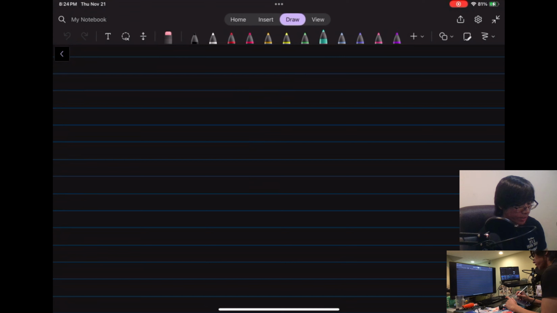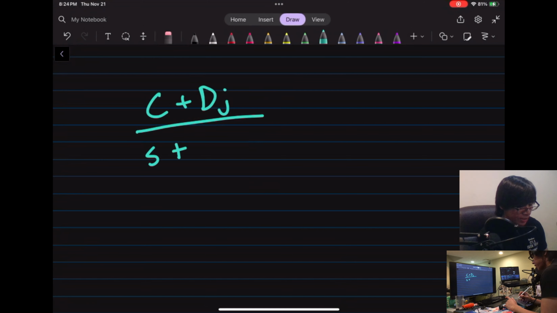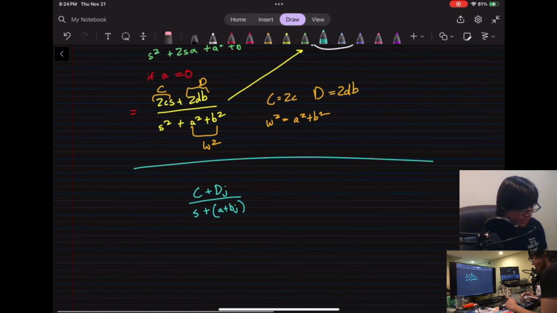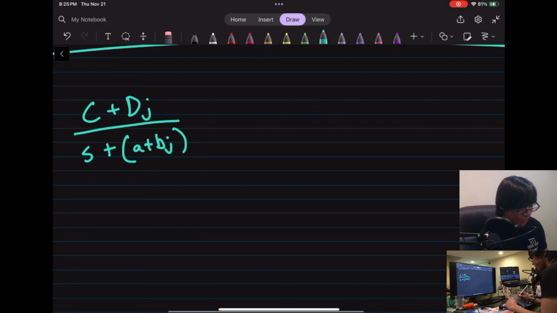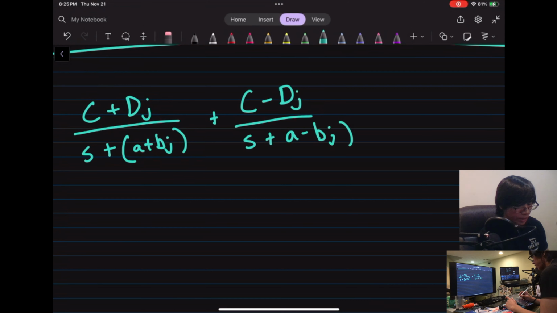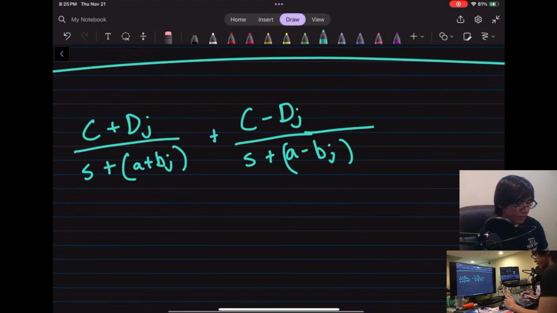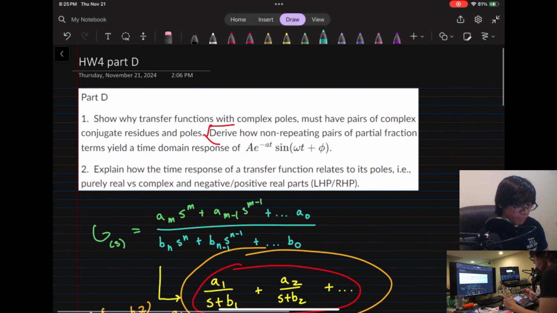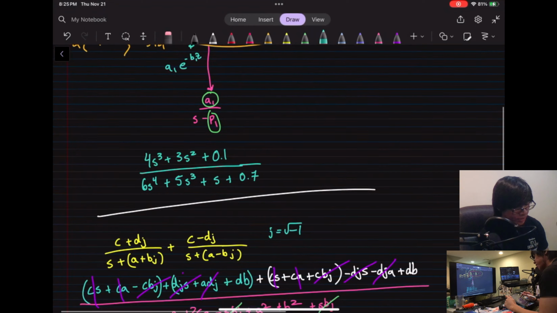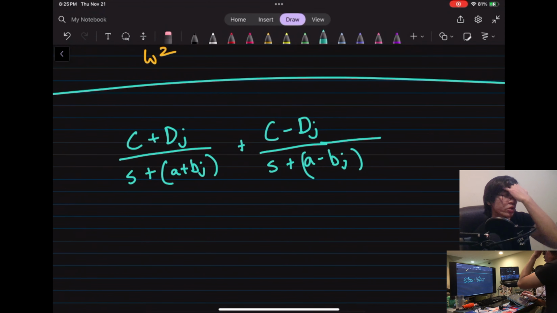So we start pretty similar to what we did earlier. C minus dj, or I guess plus, and then s plus a plus bj. I'm using capital letters now so that it looks familiar when I do some of these substitutions. So C minus dj and s plus a minus bj. Again, these are the complex residues and poles of the non-repeating pairs of the partial fraction terms. So again, technically this is the open loop response.